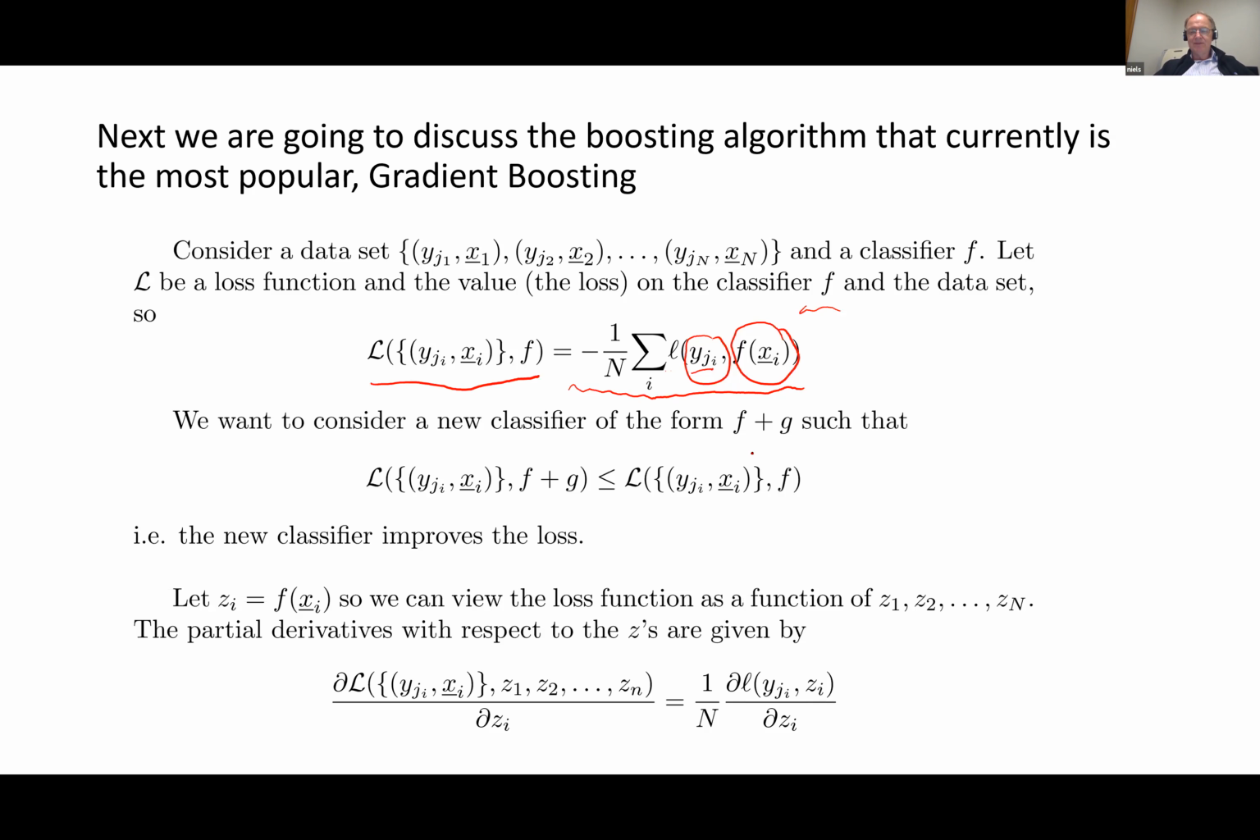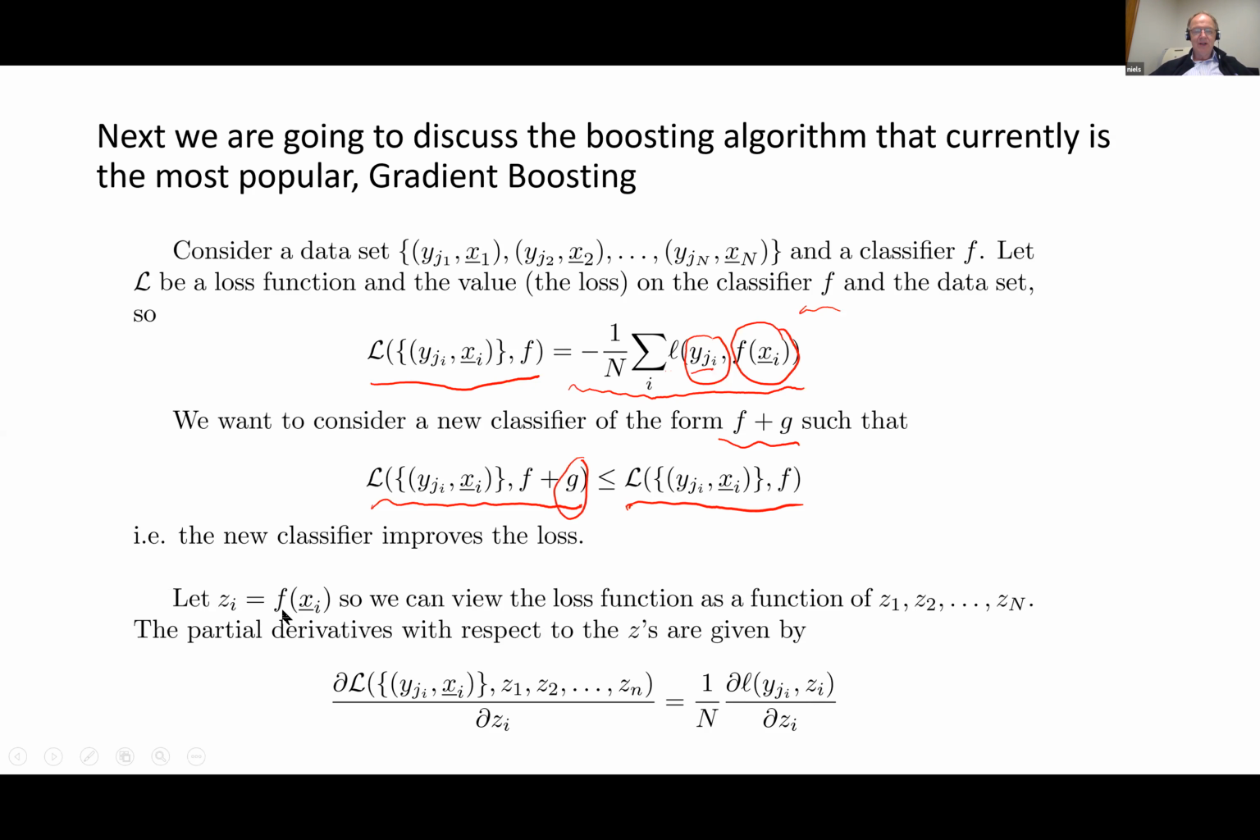Suppose I take a function g and add it to my classifier f. Of course, I want to do it in such a way that I improve my loss function. So if I take the loss of my new classifier f plus g, I want that to be better, and that means smaller than the loss I got from the previous one. So I want to try to add some function here in such a way that I improve the loss function and make it smaller.